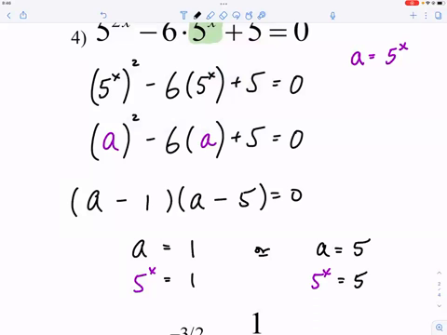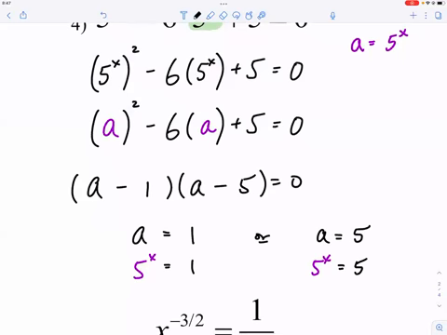And we say, 5 to the what power? It's 1. What do you think? 5 to the what power is 1? 0 power. Okay. And then we say 5 to the what power? It's 5. 5 to the first power. So now we say, oh, x is equal to 0 and 1.